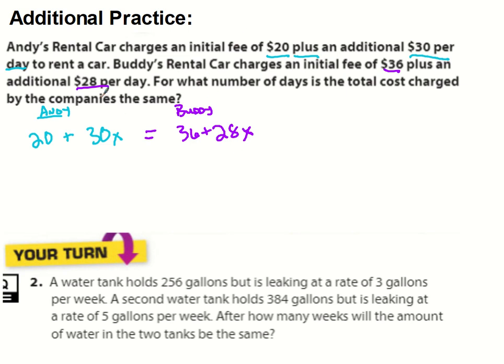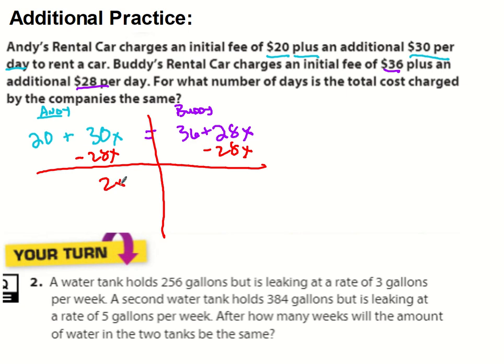Now I get to solve my equation. Pause this video. Again, try solving this on your own. So I'm going to subtract the smallest number. So I'm going to subtract 28x from both sides. That gives me 2x. I've got to bring down this 20. That gives me 36 because these just cancel out.